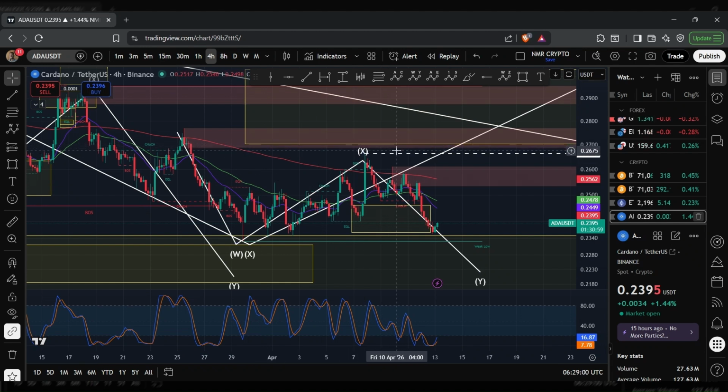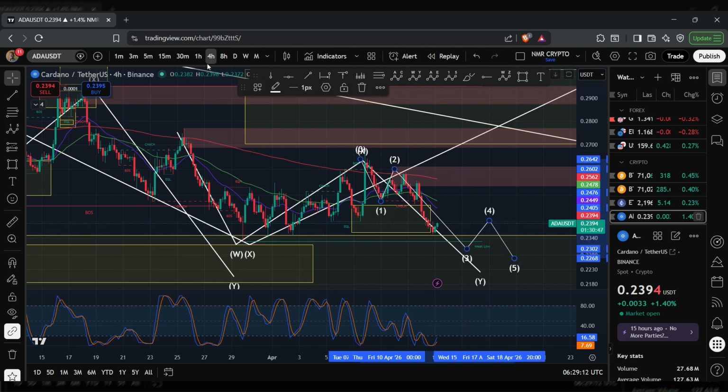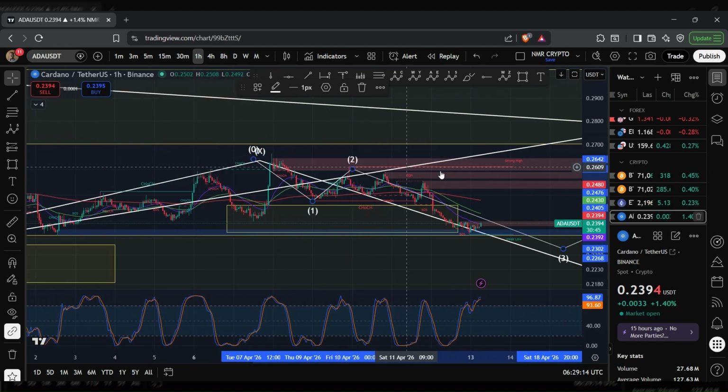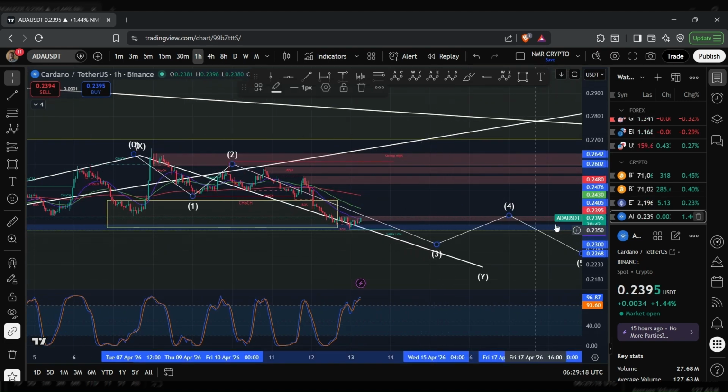So what I'm going to look at for right now is for this move here to be the wave 1 and for this correction to form wave 2 and ADA to be within this wave 3. And then we'll see a wave 4 and a wave 5 play out like so. And if I drop down to the hourly chart, this wave 3 will also have to be made up of an internal 5-wave structure.